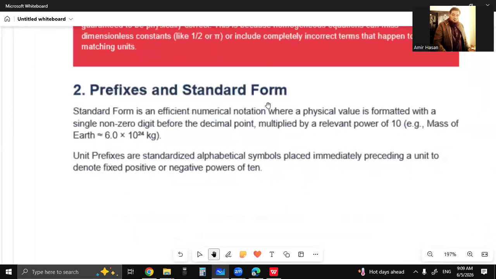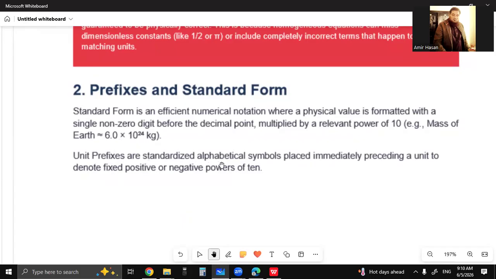Prefixes and the standard form. The standard form is an efficient numerical notation where physical values are written with a non-zero digit before the decimal point multiplied by the relevant power of ten. For example, the mass of Earth is 6 into 10 power 24. This is the standard form, written in exponent form, like 6 into 10 power. This is the standard representation of the numerical value of the unit. Only one number is involved before the decimal, and the others may change into powers of 10.